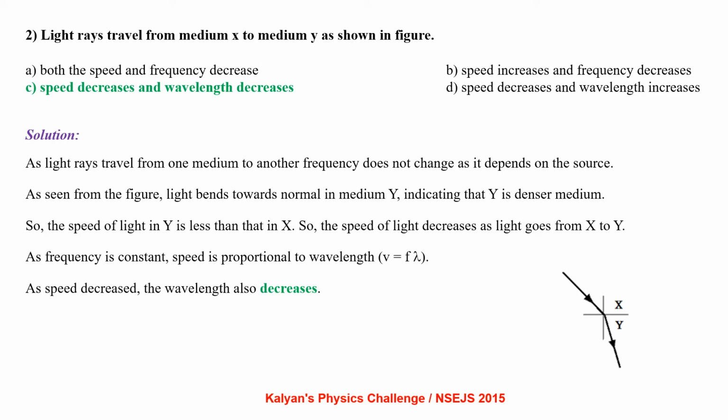As light travels from one medium to another medium, the frequency does not change because it depends on the source. As seen from the figure, light bends towards the normal in medium y, indicating that y is a denser medium. So the speed of light in y is less than that in x. So the speed of light decreases as the light goes from x to y. As the frequency is constant and speed is proportional to wavelength, as speed is decreasing, the wavelength also decreases. So the correct option is C.